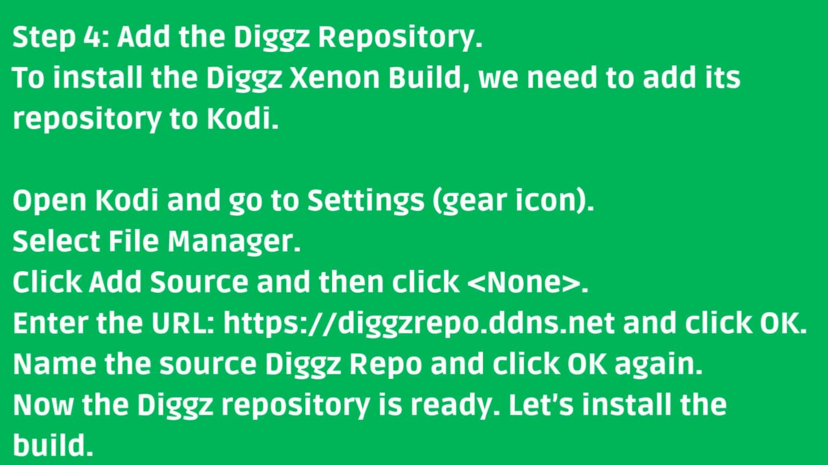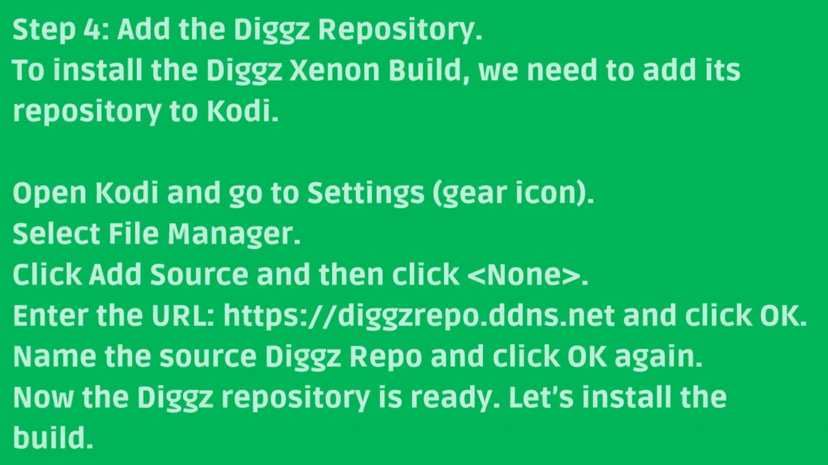Step 4. Add the Diggz repository. To install the Diggz Xenon Build, we need to add its repository to Kodi. Open Kodi and go to Settings. Select File Manager. Click Add Source, then click Enter the URL and click OK. Name the source Diggz repo and click OK again. Now the Diggz repository is ready.